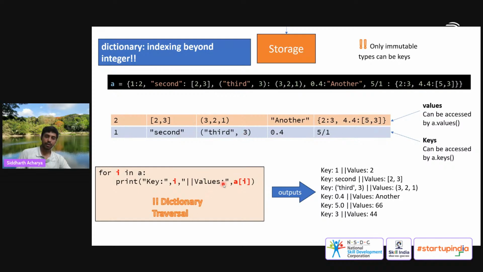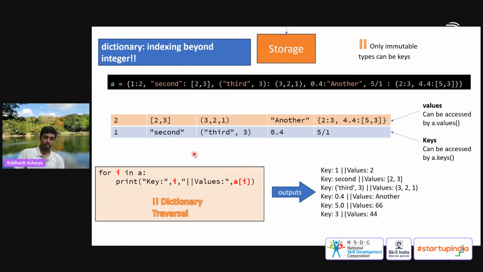If you want to print the values corresponding to each key, you have to do a[i]. This is again indexing. When we execute this code, we'll print the first key 1 and the value corresponding to it, 2. Then the second key 2, with value (2, 3). The third key (3, 3), and the value corresponding to it is (3, 2, 1), and so on.